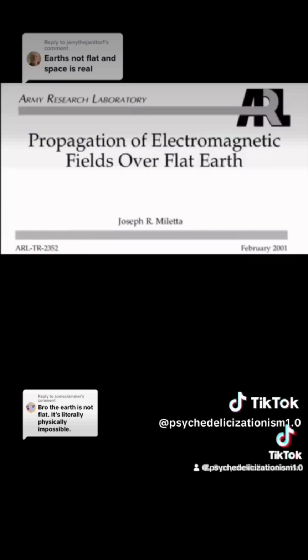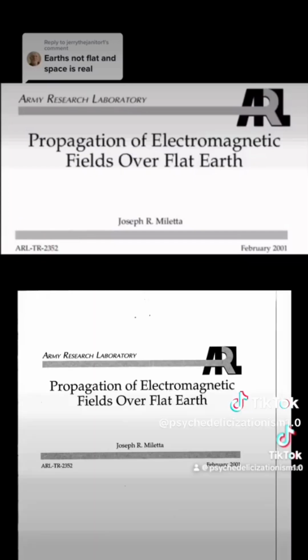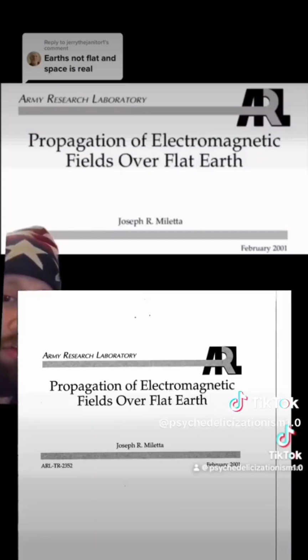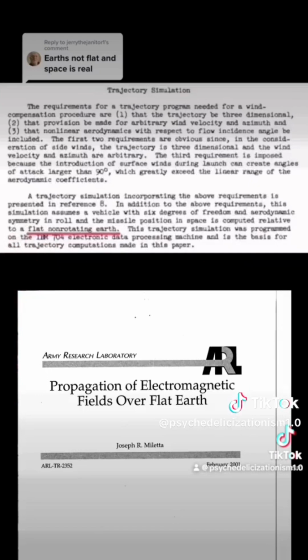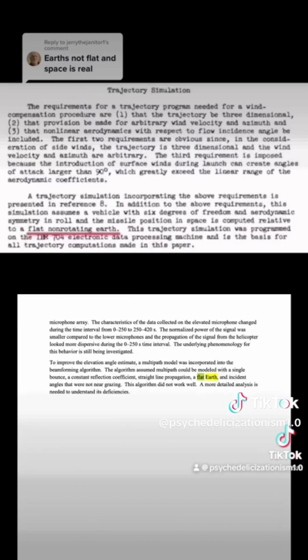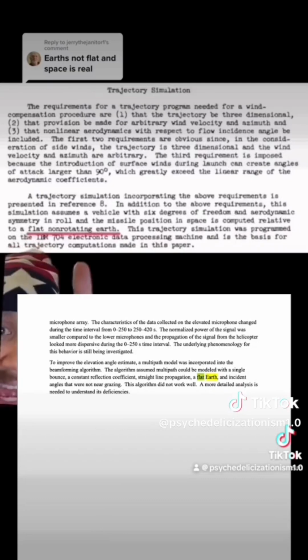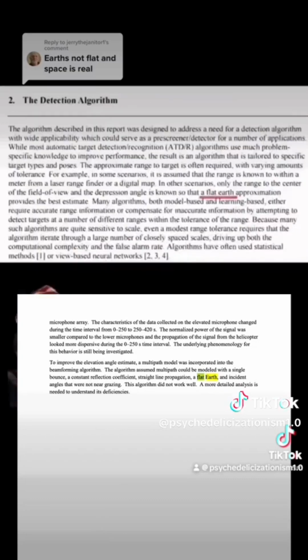Army Research Laboratory document, propagation of electromagnetic fields over a flat Earth. NASA document on trajectory simulation. This simulation assumes a vehicle with 6 degrees of freedom and aerodynamic symmetry in roll, and the missile position in space is computed relative to a flat and non-rotating Earth. Detection algorithm document from NASA. Only the range to the center of the field of view and the depression angle is known, so that a flat Earth approximation provides the best estimate.